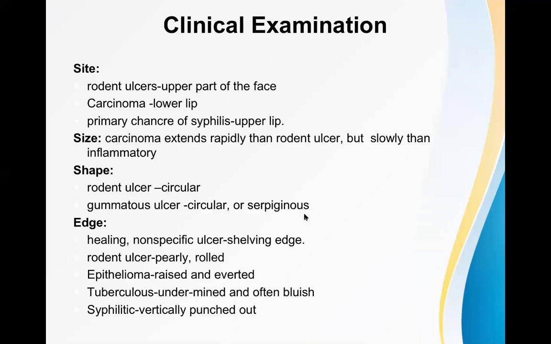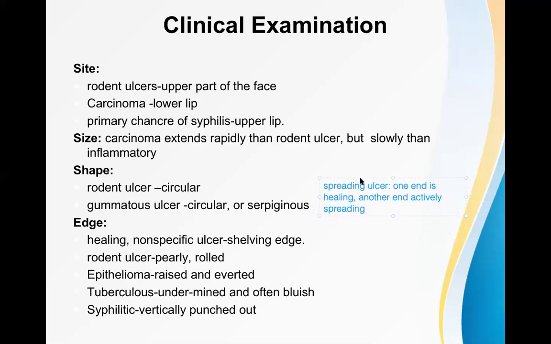So the meaning of serpiginous here is, let me write it so that you will not forget easily. Serpiginous means a spreading type of ulcer where one end of the ulcer is healing and another end is actively spreading. So this is known as serpiginous ulcer.